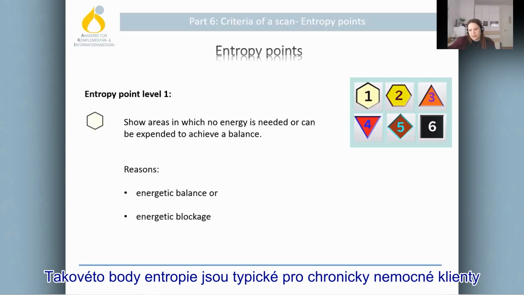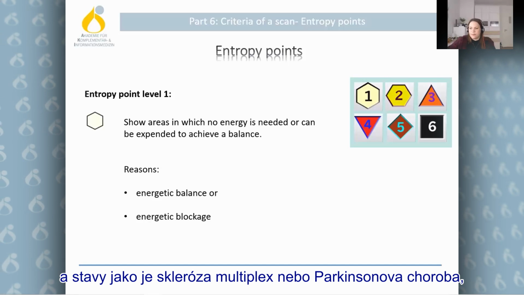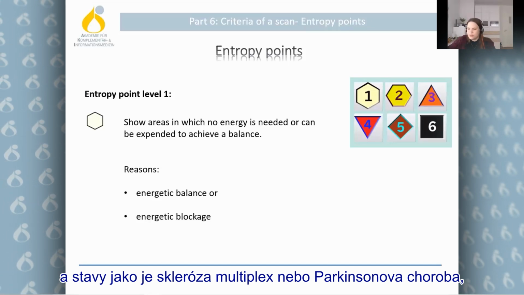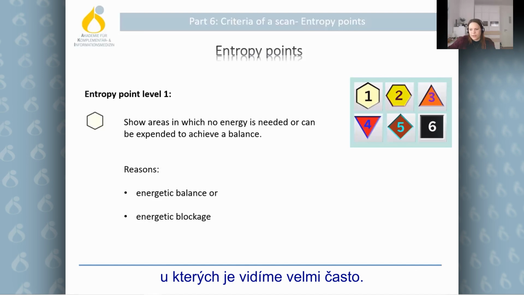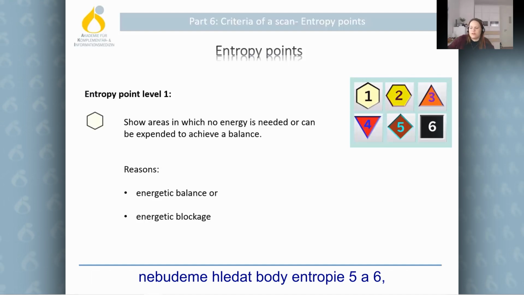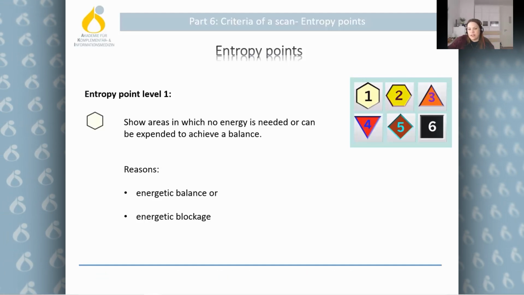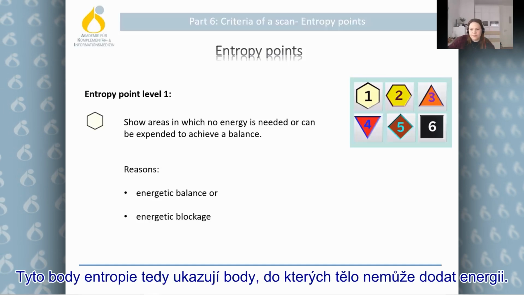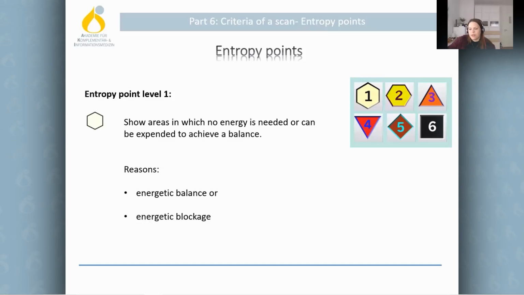Such entropy points are typical with chronically ill patients and with conditions such as MS, multiple sclerosis in English as well, or Parkinson's disease. This is where we see it very often. When we know this from the patient, we won't search for 5 and 6 entropy points. I would look for entropy points like 1, for example. Therefore, such entropy points show regions where no energy can be expended. So the body is not able to expend this energy.